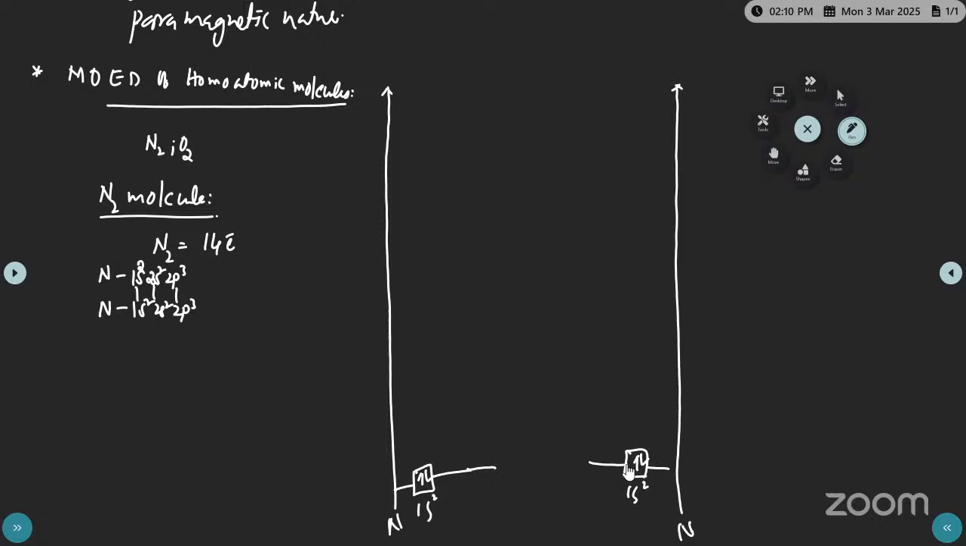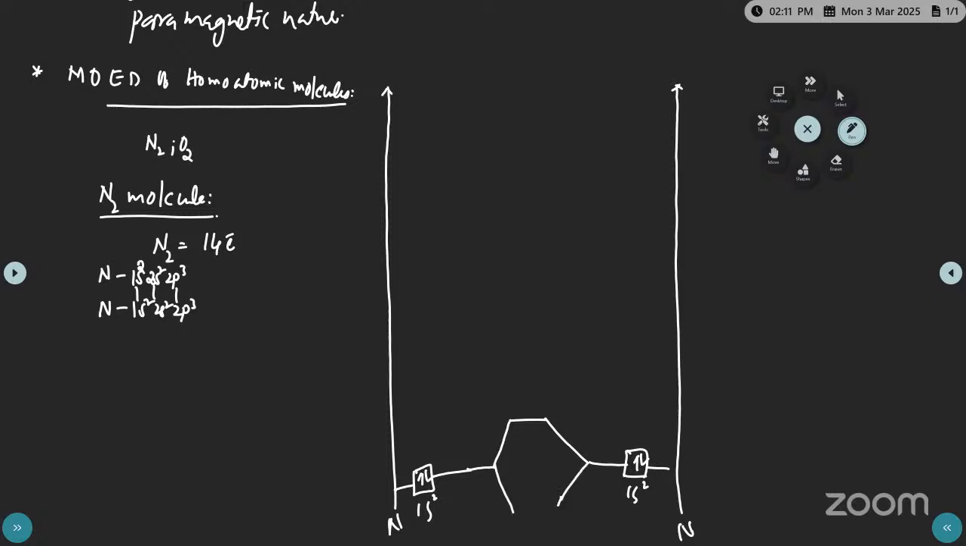First orbit. In the first orbit, s orbital, 1 atomic orbital, s orbital. Okay, 1 atomic orbital of 1 nitrogen. Here the 1s orbital of the second nitrogen are linearly combined with each other and form 2 molecular orbitals.